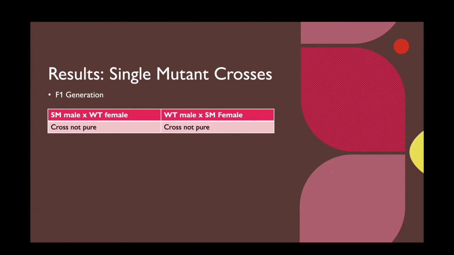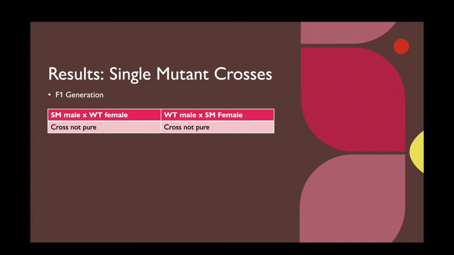Our hypothesized results of the single mutant crosses of the F1 generation were that all of the produced flies would have the wild-type phenotype, which is the red eyes. We found this by making a predicted Punnett square for the F1 cross.